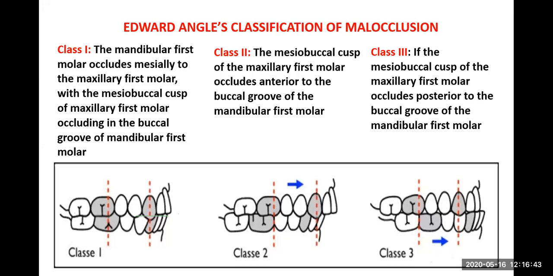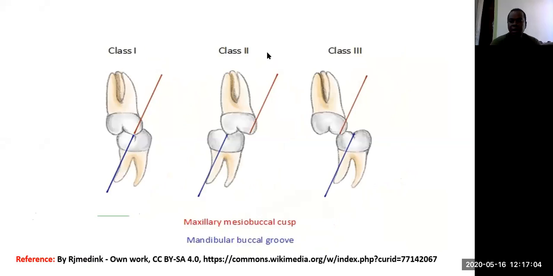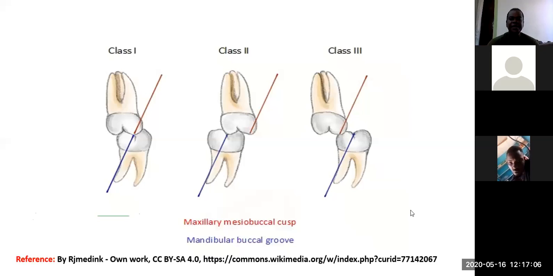We considered the upper anterior before. Now we are considering the posterior. That will give you a picture of what it looks like. Let's go further to the next slide. Now you will get a clearer picture here too. Here you can see the relationship: class 1, class 2, class 3.